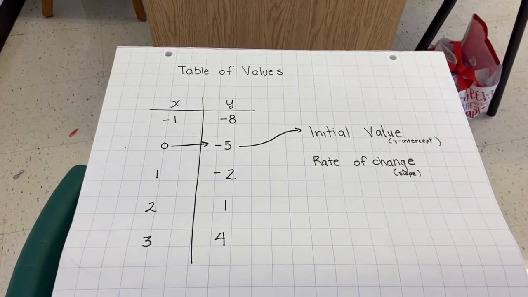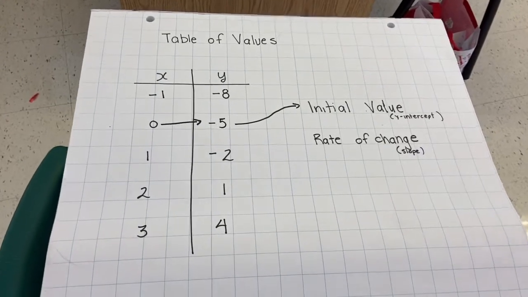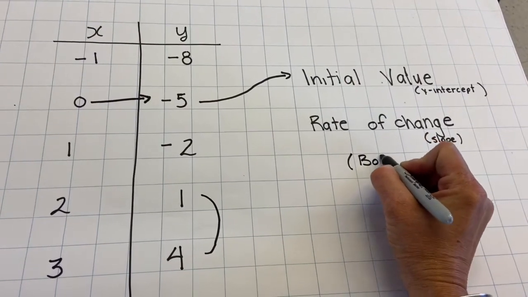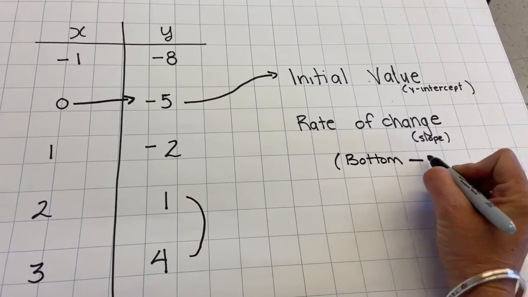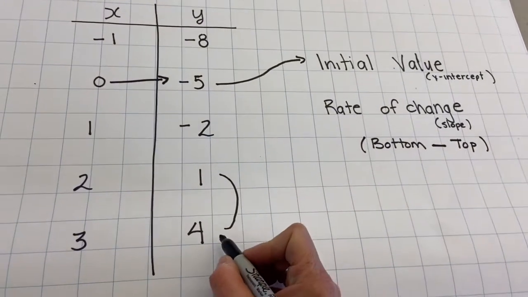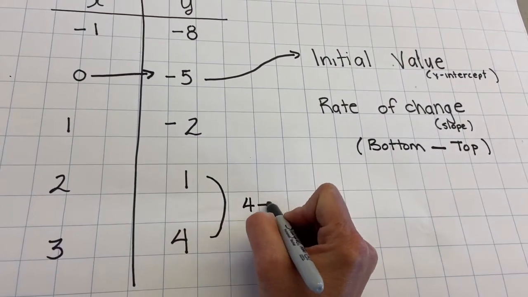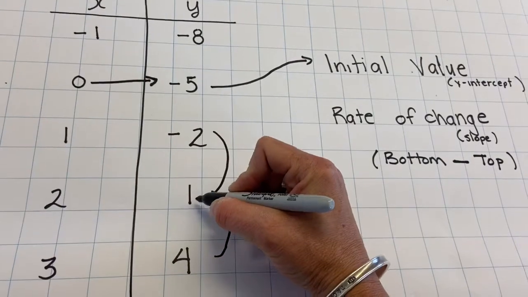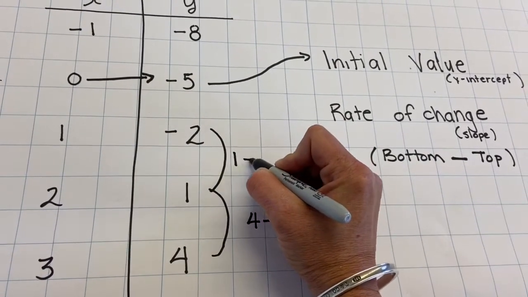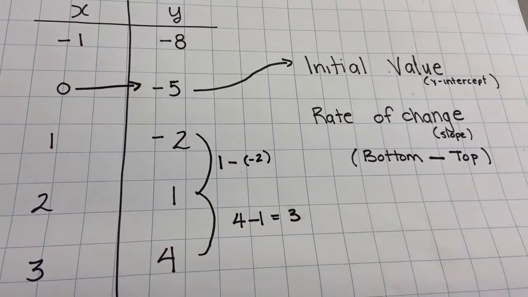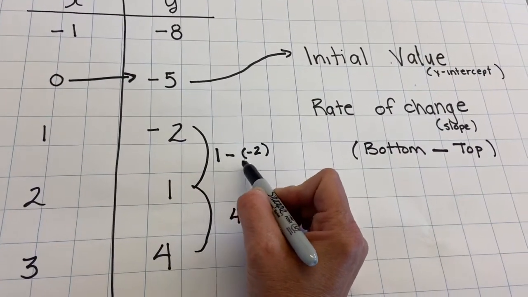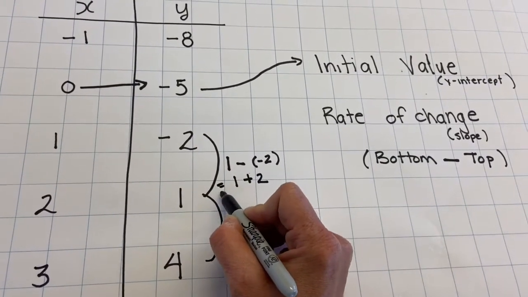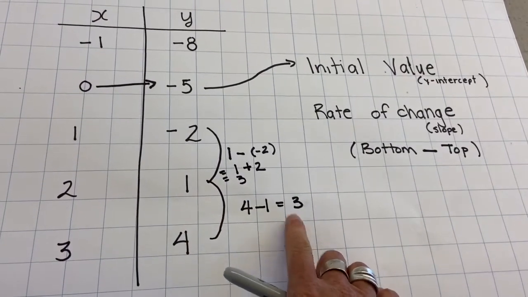Also, we learned about rate of change. In class today, we talked about how, if you want to find the rate of change, you need to do the bottom number subtract the top number. So here, 4 minus 1 is 3. Next, the bottom number minus the top number: 1 minus -2. In class today, we talked about how two negatives mean 1 plus 2. So that means this rate of change is also 3.